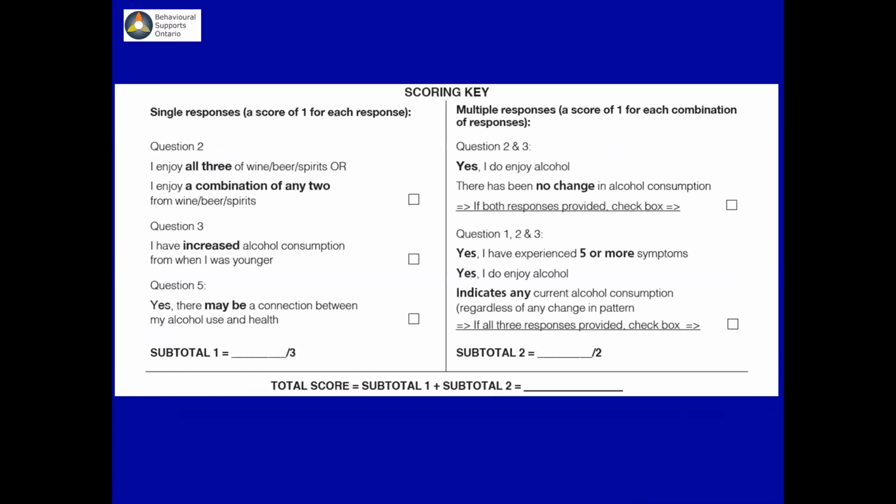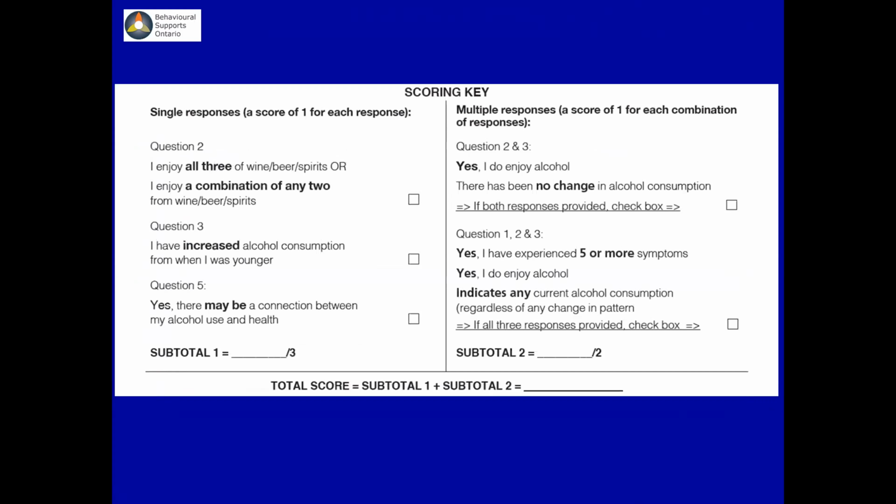So if the person responds to question 2 by saying, I enjoy all of those types of alcohol, or if they say I enjoy a combination of 2, for instance, I like wine and beer, that gives that person a score of 1. If they say in question 3 that they've increased their alcohol consumption from when they were younger, that's a score of 1. So you just check that box. If they say in the last question, yes, there actually might be a connection between my alcohol use and health, then that's also a check of 1. So you add those checks for a score out of 3 for the single responses.